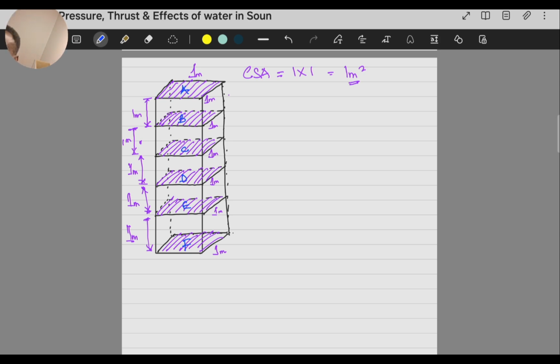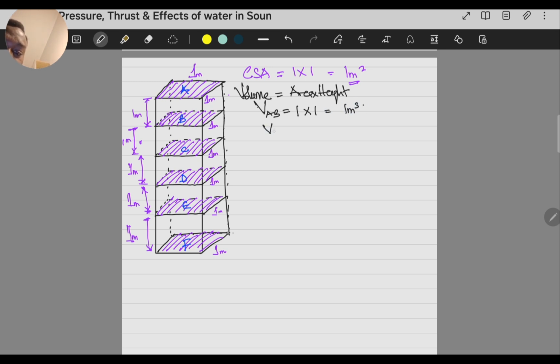So what is the volume of the enclosed cube? We need to determine that. So we know that volume is area times height. If we are considering the volume between A and B, the area is 1 times the height is 1, so that's 1 meter cubed.